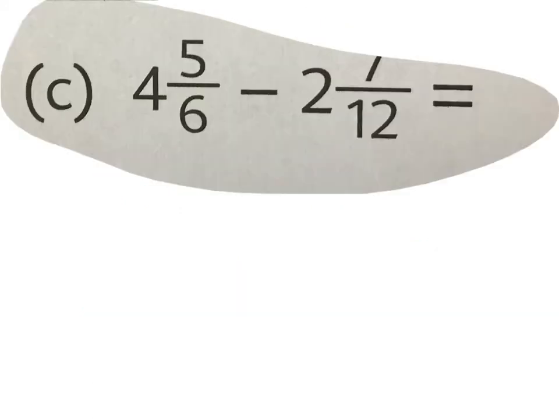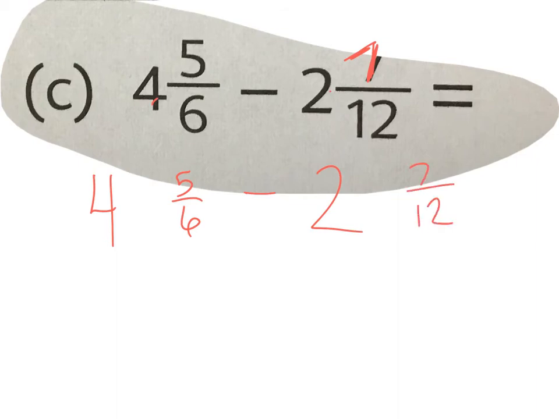Now we get to subtracting, and this is a 7. So first, we do not want to subtract them like we did when we added them right away. Do not add them right away, or subtract them right away, sorry. Do not subtract them right away. So keep it 4 and 5/6 minus 2 and 7/12. Now we need to find a common denominator. That's going to be 12ths.